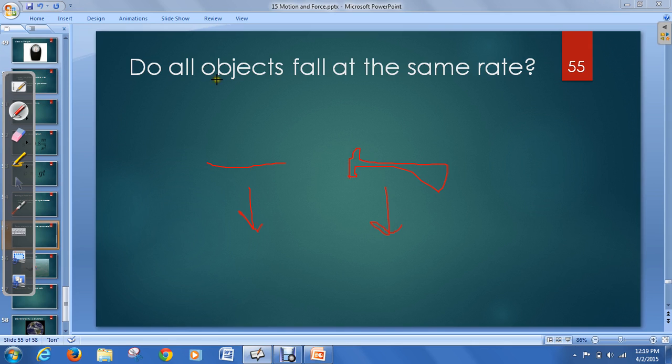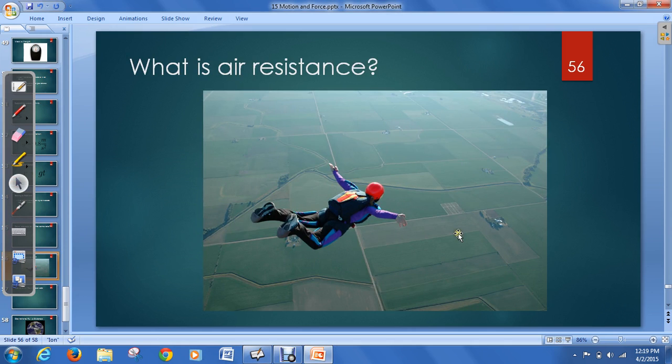Well, according to Galileo, they should hit at the same time. So what's the problem here? The problem is we don't live in a perfect world and we have air resistance. So what is air resistance? It's the resistance of movement from the air itself. That air is going to put a force on objects that are falling. It's going to put force based on the volume.